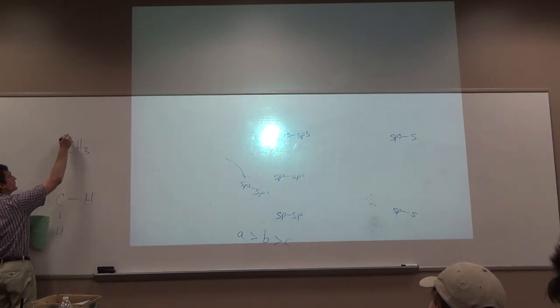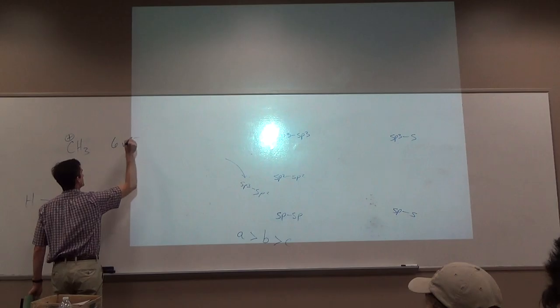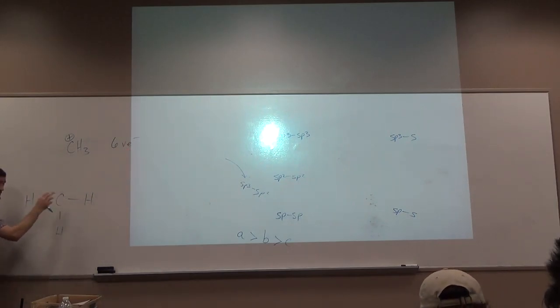Well, let me just go ahead and say we've got a cation here. CH3 cation is called a carbocation. You'll see lots of carbocations. How many valence electrons does the CH3 carbocation have? Carbon has four, each H has one, that's a total of seven. Since the species is positive, it's missing an electron. So instead of seven, it only has six. Six valence electrons. Two, four, six. There are your six.